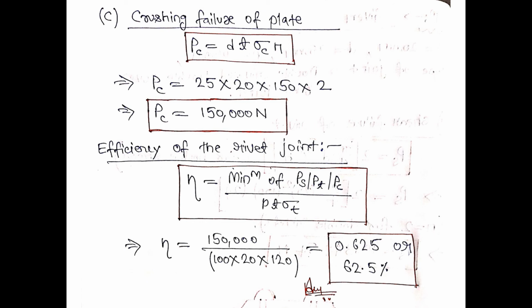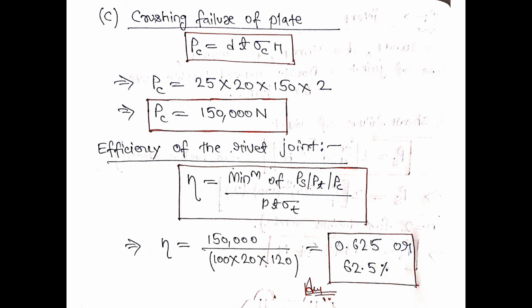Third one, I need to find the value of PC. What is PC? Crushing strength of the rivet, and it is given by the expression d into t into sigma C into n. Again here n will be 2, because in the problem it is given that it is a double riveted joint. So for a double riveted joint, the value of n is 2. d, t and sigma C are given in the problem. Just substitute these values in the equation of PC and get the value of PC. So finally you are getting PC as 150 into 10 to the power 3 Newton.